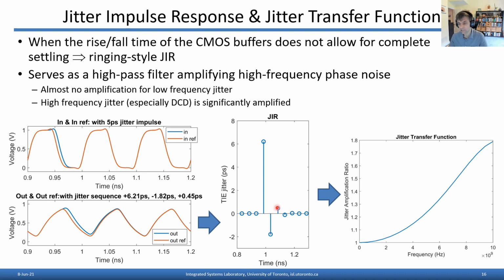Now, we can actually take the Fourier transform of this jitter impulse response and get a jitter transfer function, which shows us how different frequencies of input jitter, or rather how different input phase noises, are amplified across different frequencies. So essentially the input phase noise here is shaped by this jitter transfer function of the buffer. And again, with a ringing style jitter impulse response, it's likely to be high pass, which means there's almost no amplification of low frequency jitter, but high frequency jitter, in particular things like duty cycle distortion, are significantly amplified.